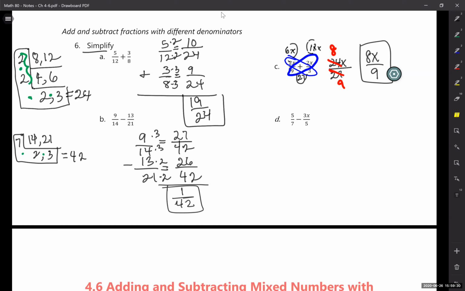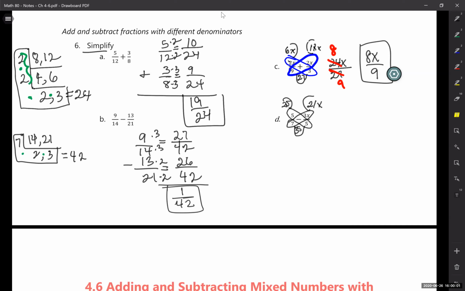So looking at D. Now, if I look at D, 7 and 5 don't have anything in common. And these are pretty small numbers, so multiplying isn't going to even require a calculator here. So I have 25, and multiplying this way, 7 times 3x is 21x, and then on the bottom, 7 times 5 is 35.